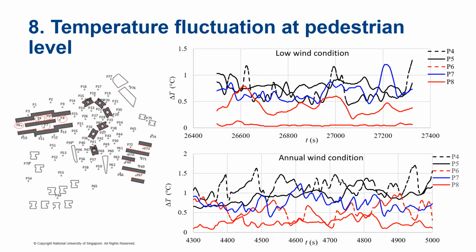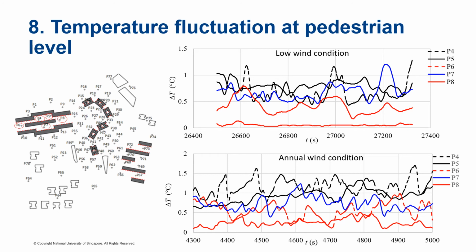The temperature fluctuation could also have a significant impact on the pedestrian level thermal comfort. Therefore, the temperature time series in the steady-state period was plotted. The test points are located at the pedestrian level in Everton Park, where the temperature rise is the highest. The peak value of P4 is about 1.4 degrees under the low wind condition, which is about 0.4 higher than the average value.